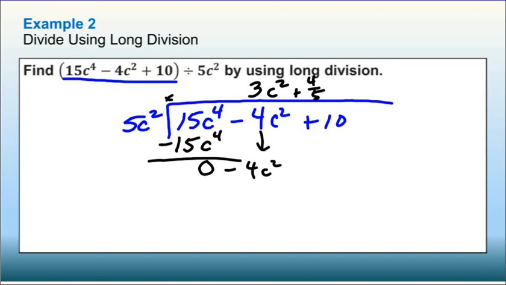I already have my c squared. So 4/5 times c squared is, and I have to make that a minus, so it'd be a minus 4/5. So that would give us a minus 4c squared. When I subtract this, I'm really adding the opposite, which will make that equal to 0. Bring down the 10.